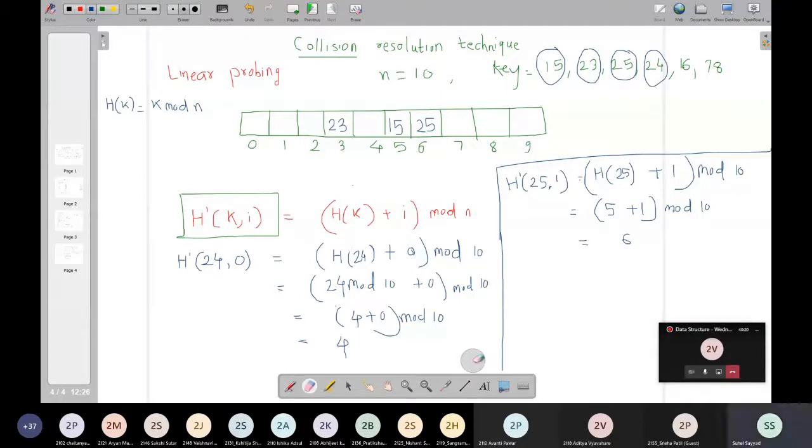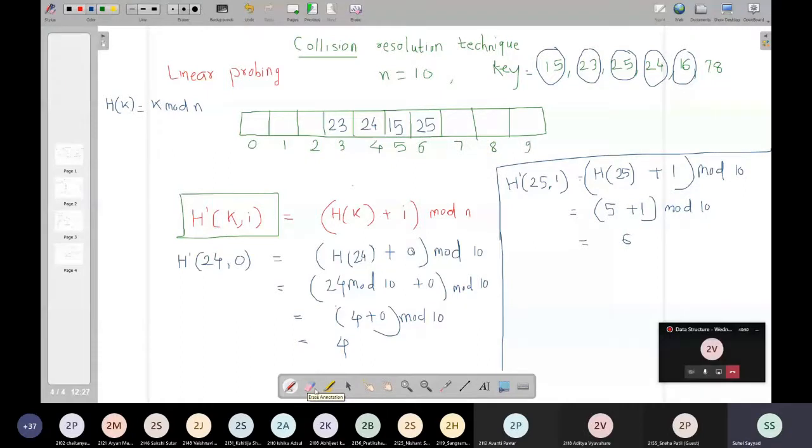Now is 4 available, my dear students? Yes, 4 is available. So there is no collision over here. So directly I can store 24 here, and my 24 processing is finished. So directly now I can go to the next key value, that is 16. No need to calculate 24, 1. Are you getting this? I will be incremented only if there is a collision.